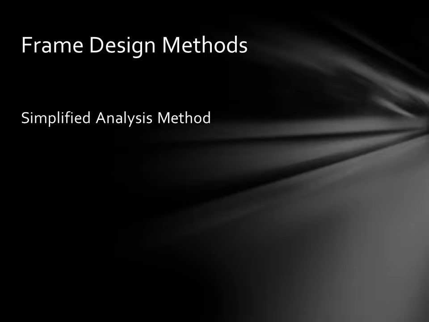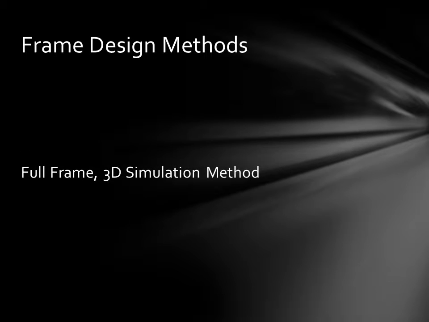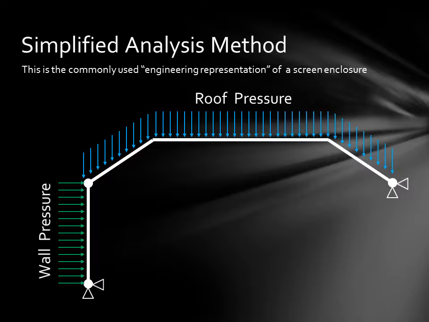There are 3 different methods to designing a screen enclosure. There's a simplified analysis method, there's a design manual or cookbook method, and there's the full frame 3-dimensional simulation method. The simplified analysis method is used by most engineers in the industry. This method is used to design the bulk of the screen enclosure frame, and it considers only the roof beam and the wall column.